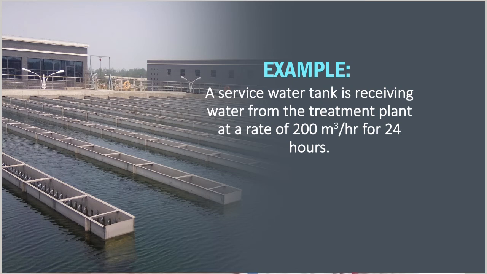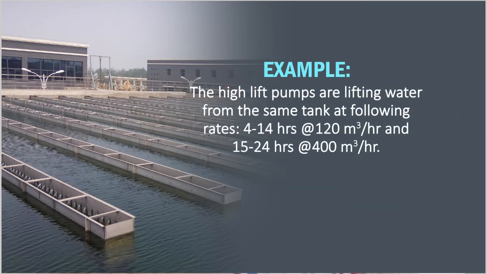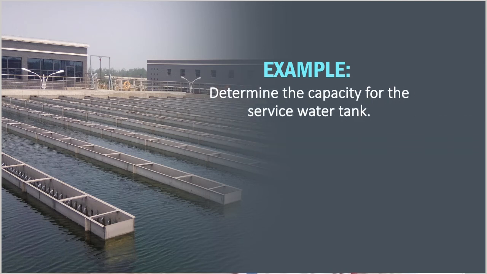Now another example. A service water tank is receiving water from the treatment plant at a rate of 200 cubic meters per hour for 24 hours. The high lift pumps are lifting water from the same tank at the following rates: 4 to 14 hours at the rate of 120 cubic meters per hour, and 15 to 24 hours at the rate of 400 cubic meters per hour. Determine the capacity of the service water tank.